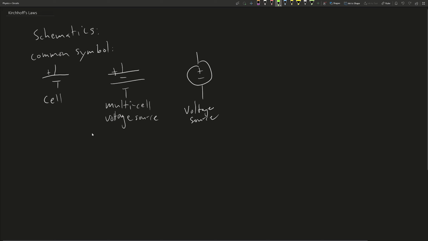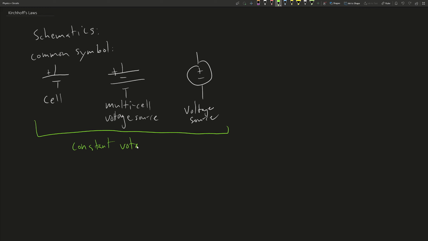Something about these three is they are constant voltage sources. So what this means is that they always have a constant voltage across their two terminals, regardless of what happens with the rest of the circuit. The voltage across the two terminals of any of these does not change. Let's say the cell was a 3-volt cell, then there will always be 3 volts across the cell. That's what constant voltage means: the voltage across them remains constant regardless of the current going through them.